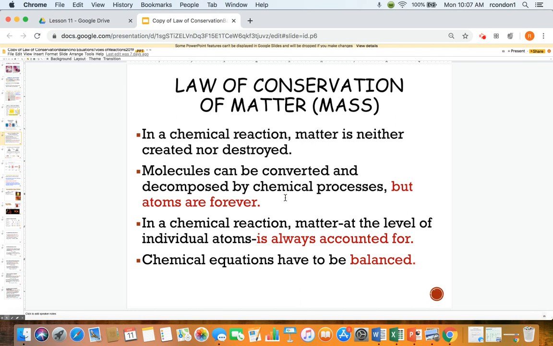Atoms are forever. In a chemical reaction, matter at the level of individual atoms is always accounted for, and that means, for our purposes, chemical equations have to be balanced. That means the atoms on the reactant side, what you start with, must be the same atoms as on the product side, what you end with. So let's see how that works.